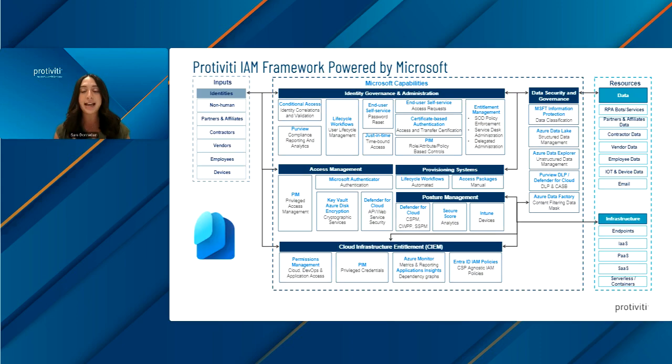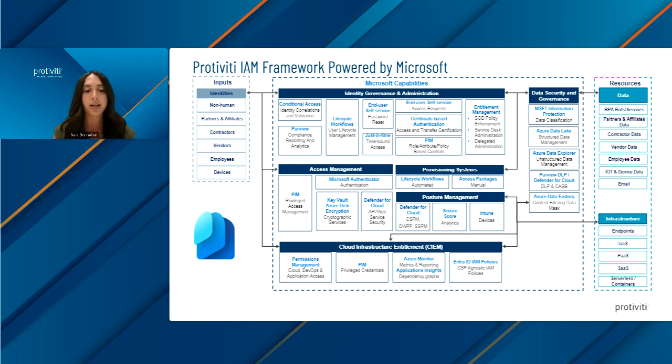So Protiviti has an end-to-end comprehensive model for effectively deploying Microsoft capabilities to meet identity and access management needs across many types of identities, such as human, non-human, contractors, vendors, devices. So what we're going to focus on today will be this top middle box area, the IGA box and provisioning systems. But this diagram is meant to represent where that sits in the larger IAM framework. And it highlights which Microsoft capabilities are responsible for each component of that framework.